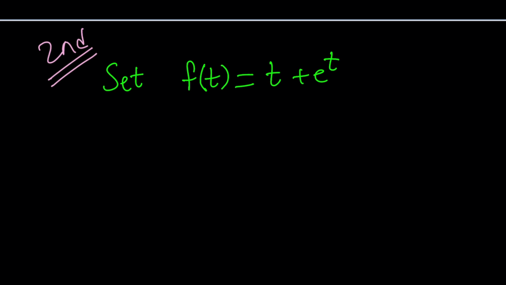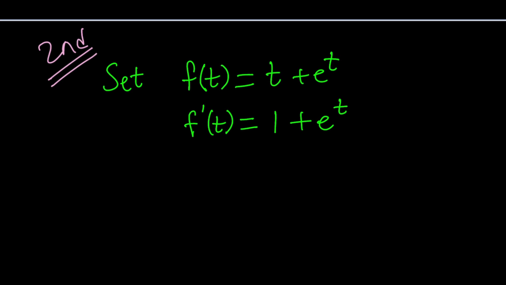What are we going to do for the second method? Do you have any ideas? Okay, here's what we're going to do. We're going to set f of t equal to t plus e to the t. There's a good reason behind it. And the next step is going to be differentiating this function. When you differentiate t, you get 1, right? Just like x, with respect to t, of course. And e to the t is a super special function whose derivative equals itself. Of course, we're differentiating with respect to t.